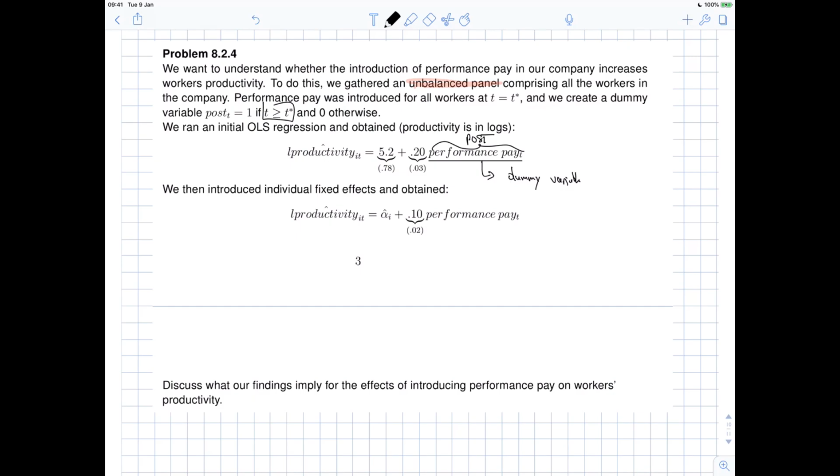because I might be looking at this over a period of time, so I might have a different point in time that I'm looking at, I can introduce individual fixed effects. One person might be more productive than the other, etc. The moment I control for individual fixed effects, what I observe is that the introduction of performance pay only increases productivity, think of it as the remaining worker, if you like, by 10%.